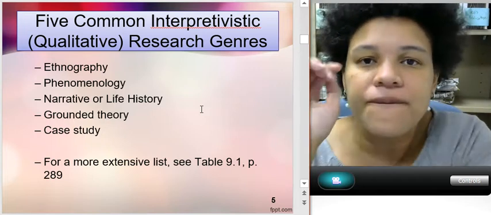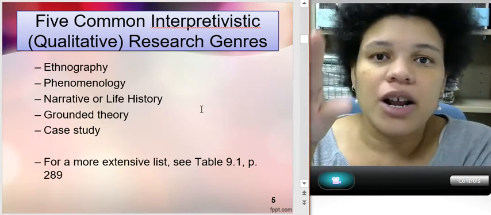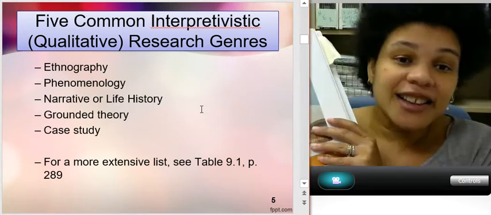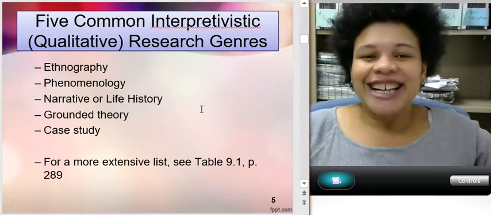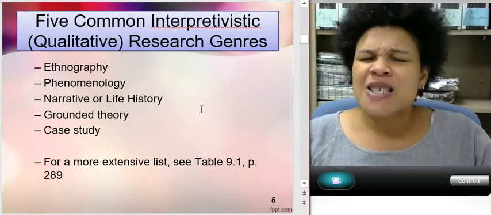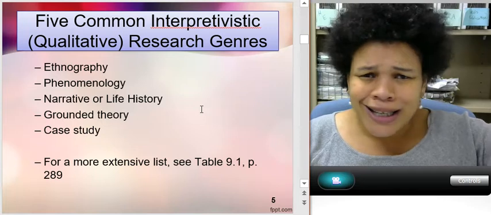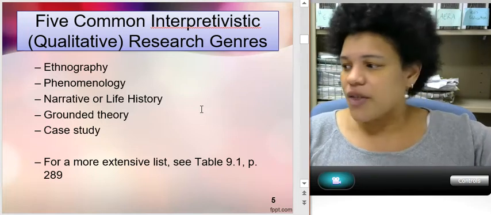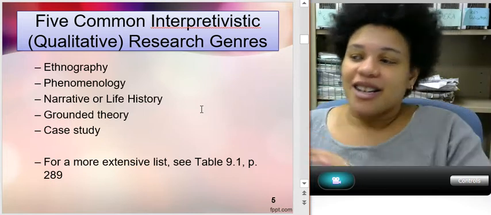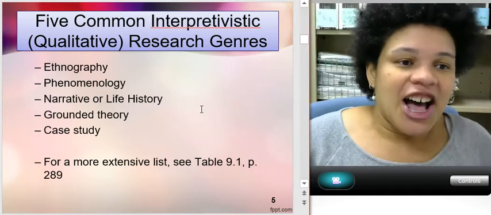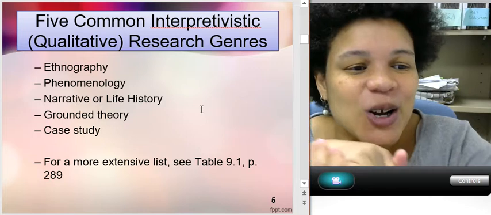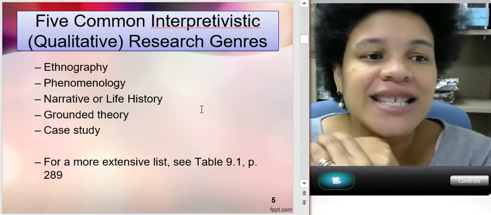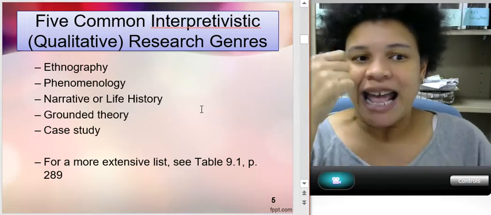Now, there are 5 major ones we're going to talk about. In your text, it only talks about 4. It leaves out phenomenology. But phenomenology is so prevalent in education that we're putting it into the course, even though they left it out of the text. Yeah, so 5 common interpretivistic or qualitative research genres.